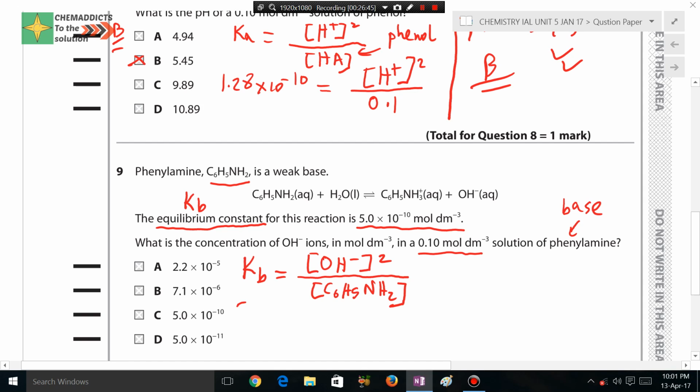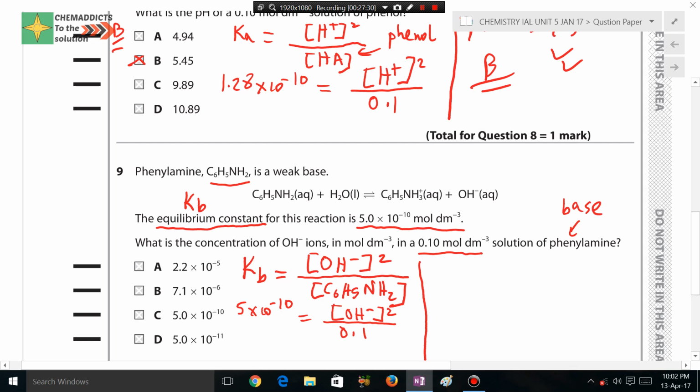So here the value for Kb is 5 into 10 to the power minus 10, and we don't know about the hydroxide. Here they have asked about the concentration of hydroxide ions, so we don't know the value for hydroxide ions, so we are going to need to find it. So we will leave it as it is. Here the concentration is 0.1 mole per dm cube. If we work it out just like before, we're gonna find the concentration of hydroxide ion.